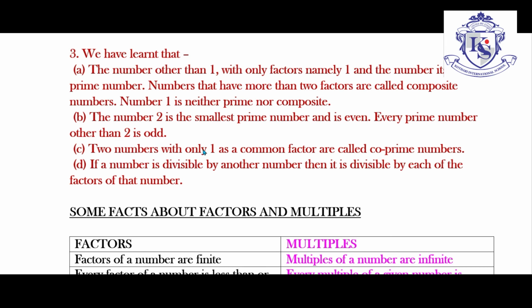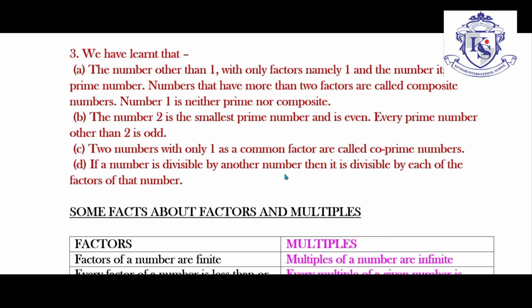Two numbers with only 1 as a common factor are called co-prime numbers. Any two numbers which do not divide by any other number other than 1, this pair of numbers is called co-primes. For example, you can take 3 and 5. Are 3 and 5 divisible by any other number other than 1? No. So 3 and 5 become co-prime numbers.